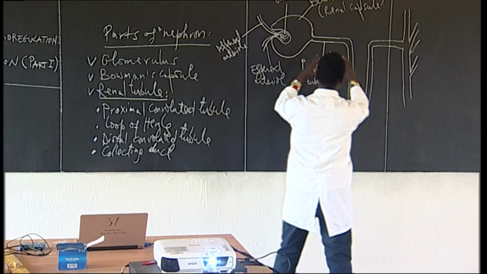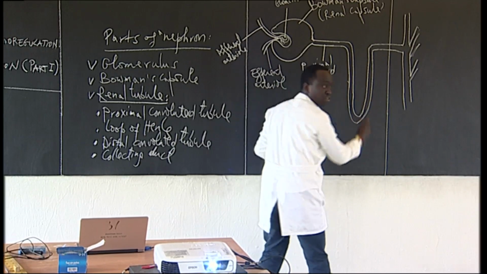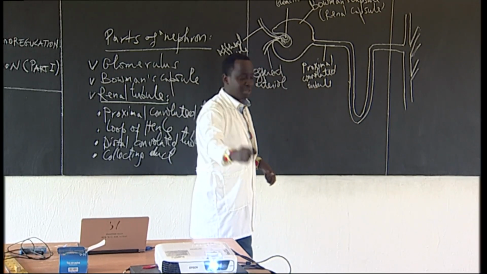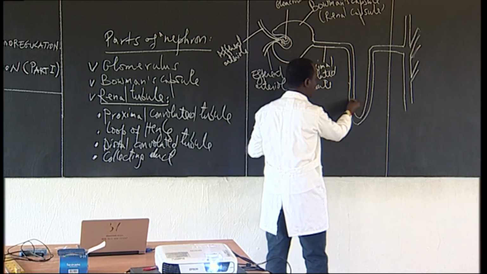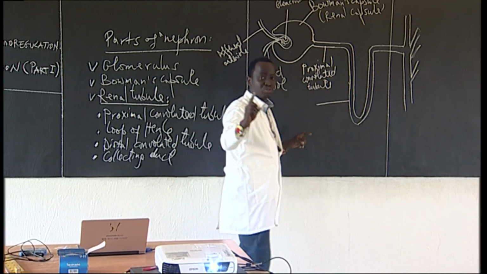Nice. This is our renal tubule. It has the proximal convoluted tubule. It has now this loop of Henle. The loop of Henle is divided into two parts.